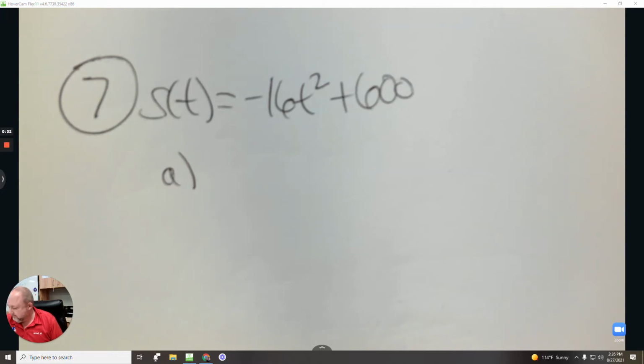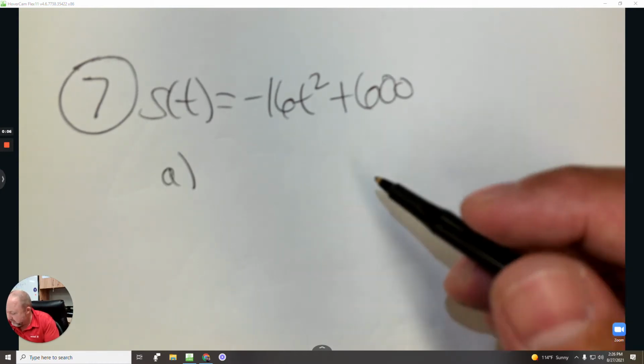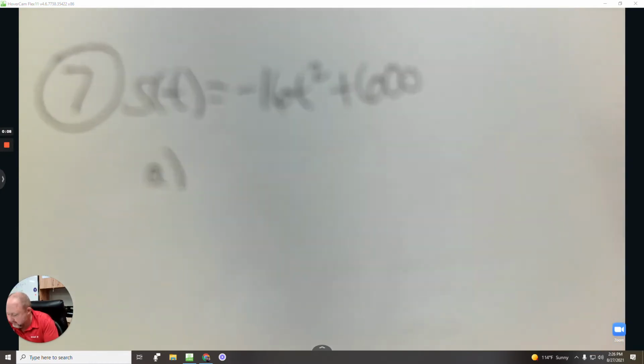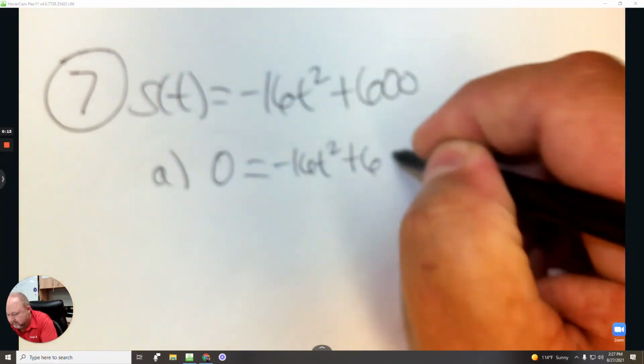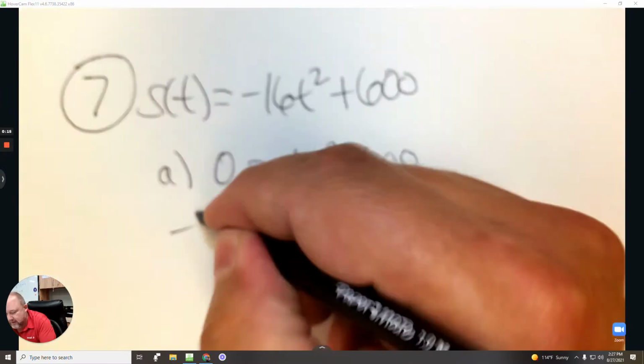Alright, I'm back. So we're at question number 7. You're given this position equation. The question is, at what time will the pebble hit the ground? So the position would be 0, and then we solve it. So I'm going to subtract 600.